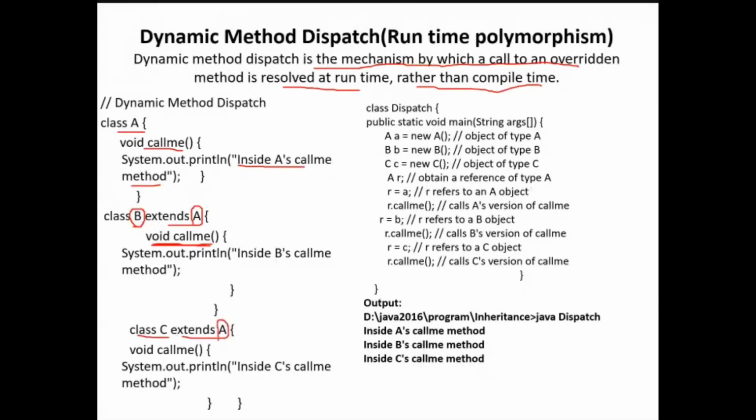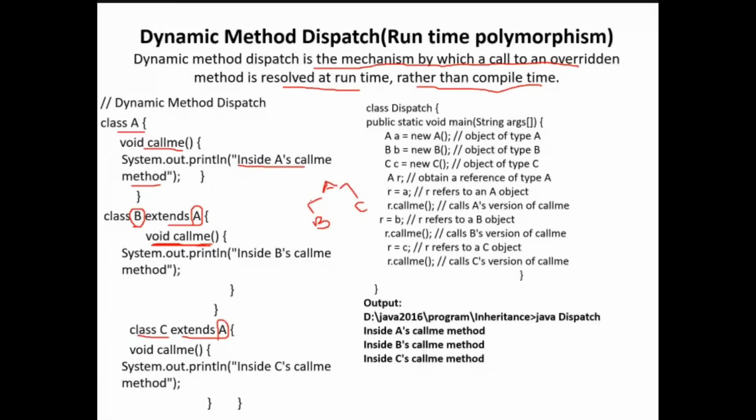What is this type of inheritance? From A, two classes are inherited. One is B. What is this type of inheritance? Tell me. Multi-level, ma'am. Multiple, ma'am. Multiple.